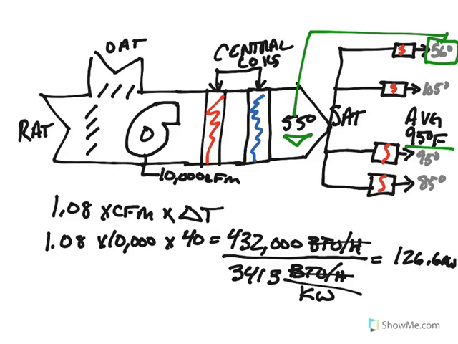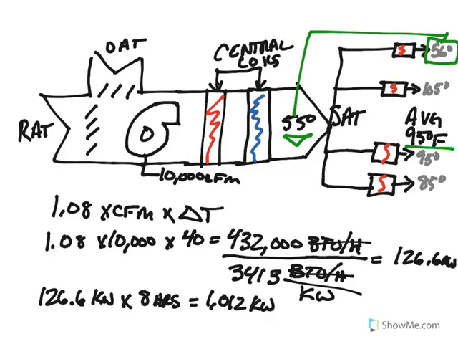Now this is assuming that the electric resistance is running at 100% efficiency, which it typically is unless there's coil degradation. So if you have a problem that doesn't list the efficiency on the electric resistance coil, you can assume that it's 100% efficient. So if we've got 126.6 kW and we're running that way for 8 hours, that means we have 1,012 kilowatt hours. Actually, it's 1,013 kilowatt hours for 8 hours.